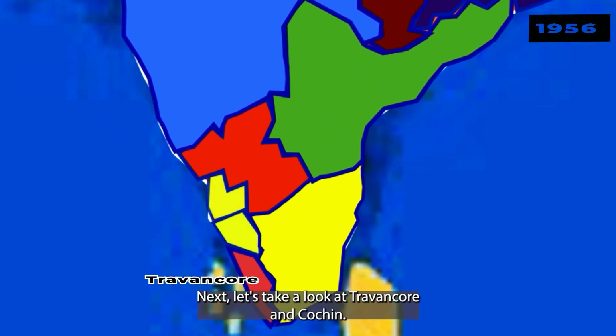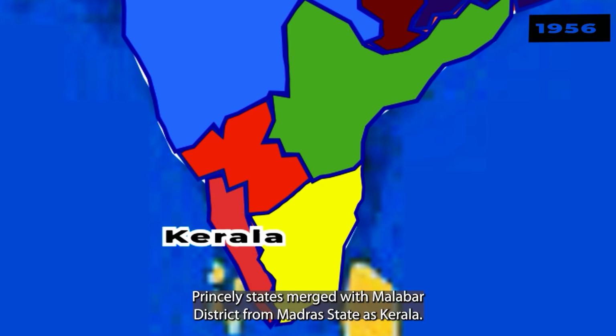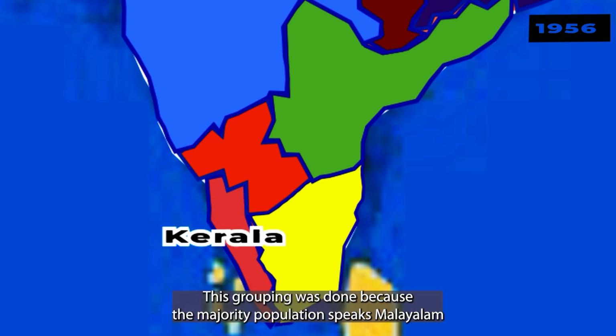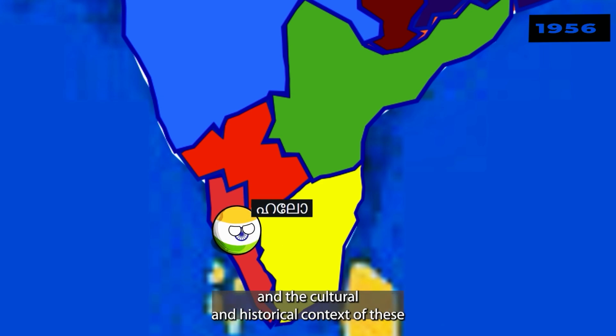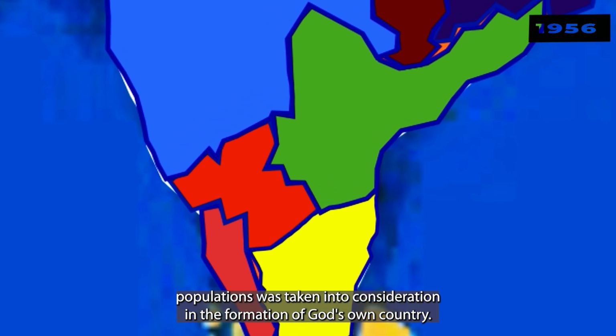Next, let's take a look at the Travancore and Cochin princely states, which merged with the Malabar district from Madras state to form Kerala. This grouping was done because the majority population speaks Malayalam, and the cultural and historical context of these populations was taken into consideration in the formation of God's own country, Kerala.